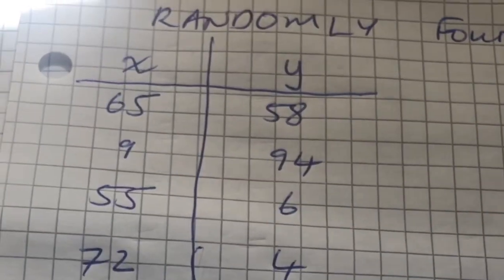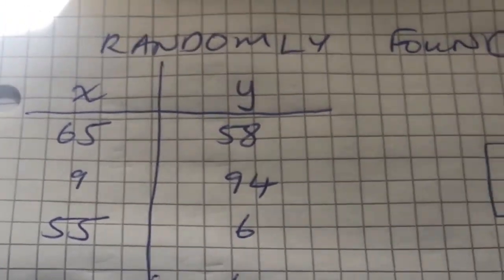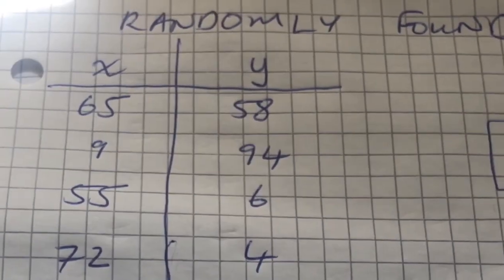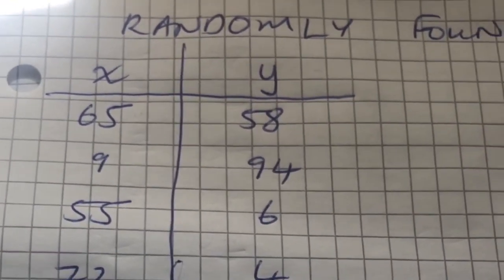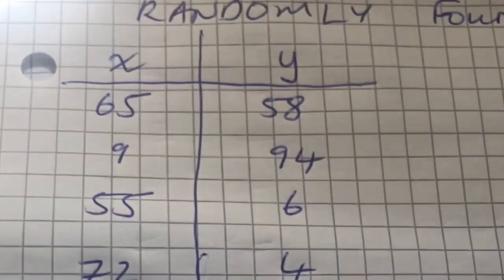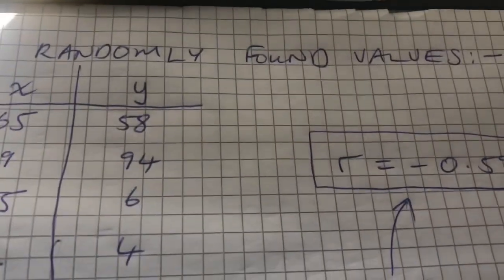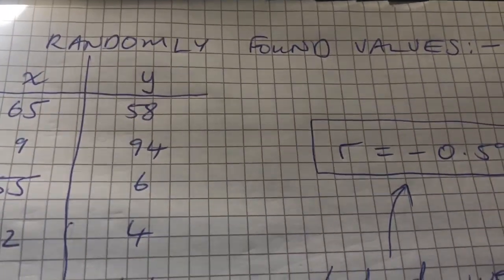But the problem is this: if you take a random set of data, which I've done, here it is, like so. Now this is randomly found values. There's no link between these pairs of values. I got them from random number tables and I've just paired them off. So they are, as I'm saying at the top here, randomly found values.